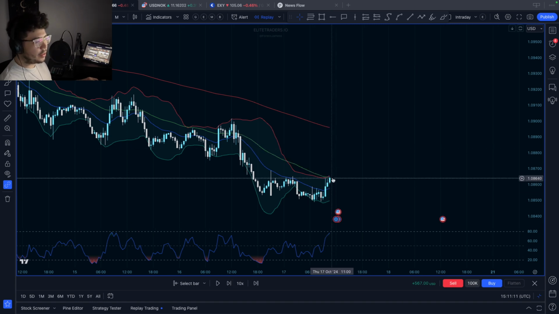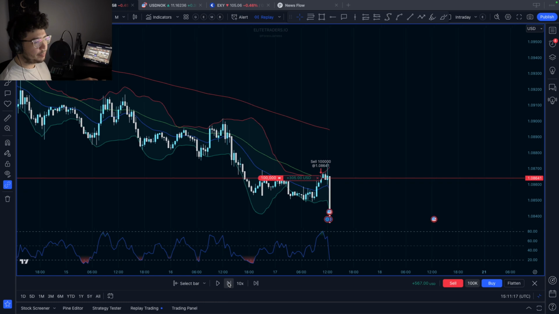Okay, I'm going to sell here. Again, we're at the top of our Bollinger Band. We've got the RSI that's about to become oversold. So let's click sell and see what happens.